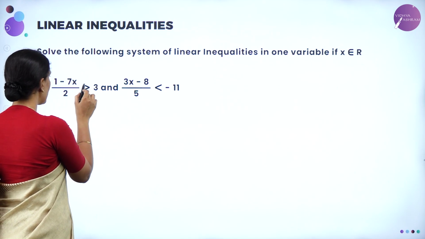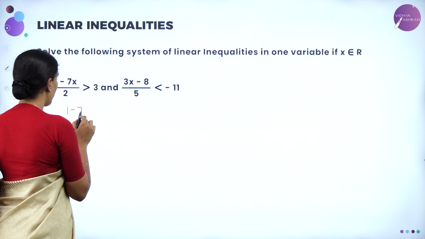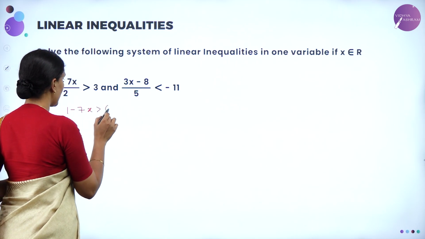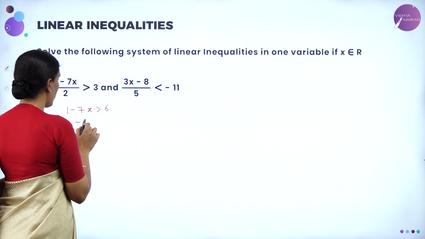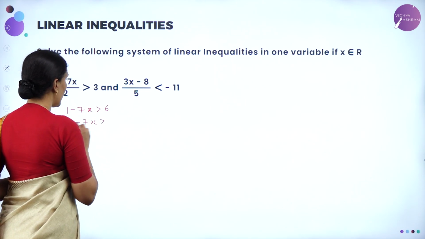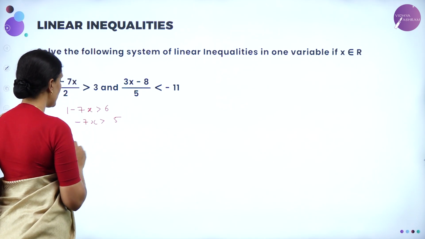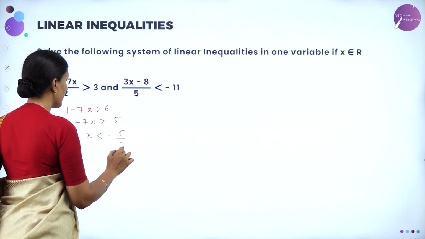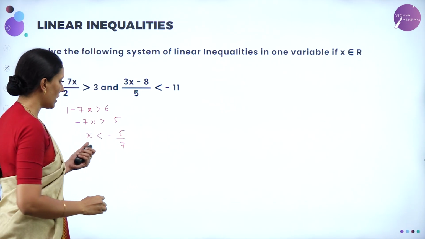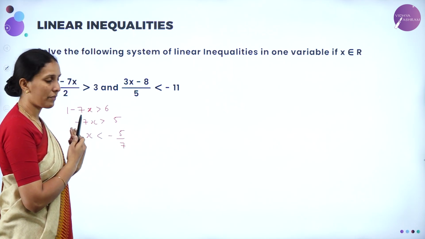We have 1 minus 7x by 2 greater than 3. When we multiply by 2, we'll get 1 minus 7x greater than 6. Now when we subtract 1 on both sides, we will get minus 7x greater than 5. Next, we'll divide by minus 7. Then x is less than minus 5 by 7. So, here the solution set is any number less than minus 5 by 7.